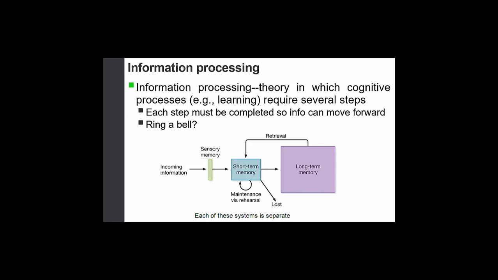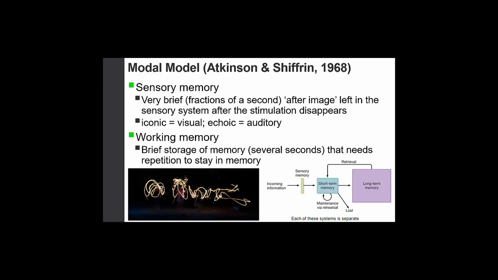But putting that aside and focusing a little more on the modal model of memory, this was a model of memory developed in 1968 by two researchers named Atkinson and Shiffrin. Basically, they developed a process, the process that we just described, that explains how information gets stored into memory and also breaks up separate individual parts of memory. One of the first stages that they argued for is something called sensory memory.